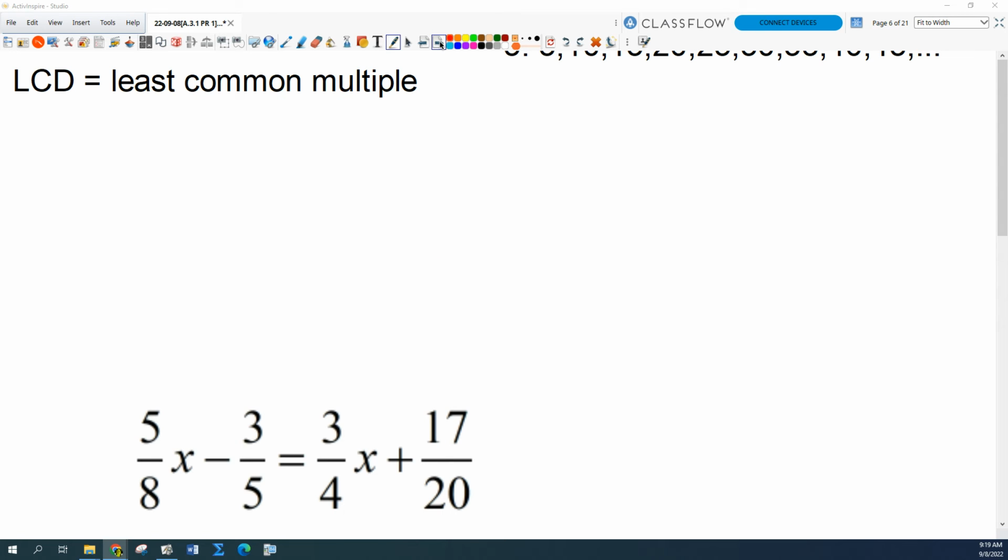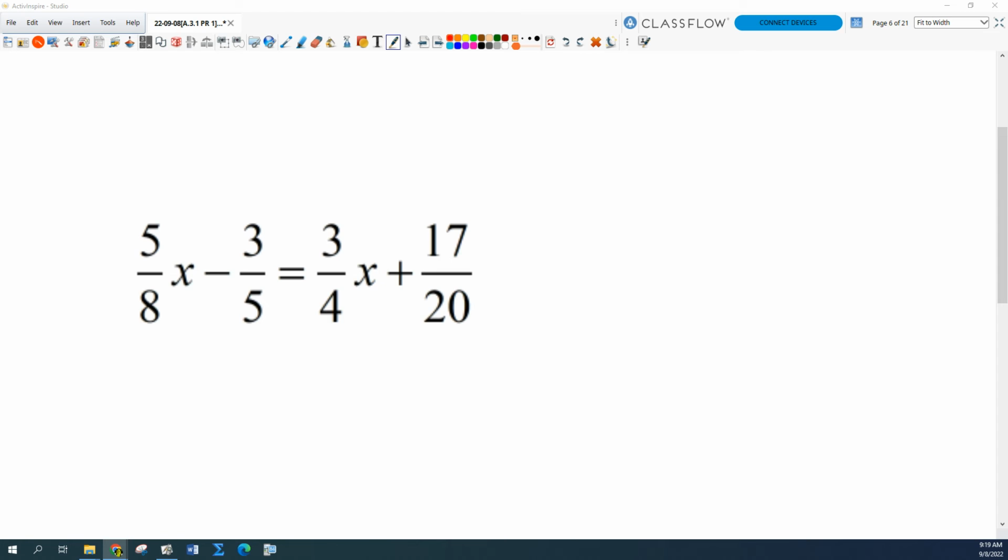Okay, this is a little tougher. Got bigger numbers in the denominator. So again, I'm looking for the least common multiple of all the denominators, the smallest number that all the denominators divide into evenly. What do you think it is? You got an idea?